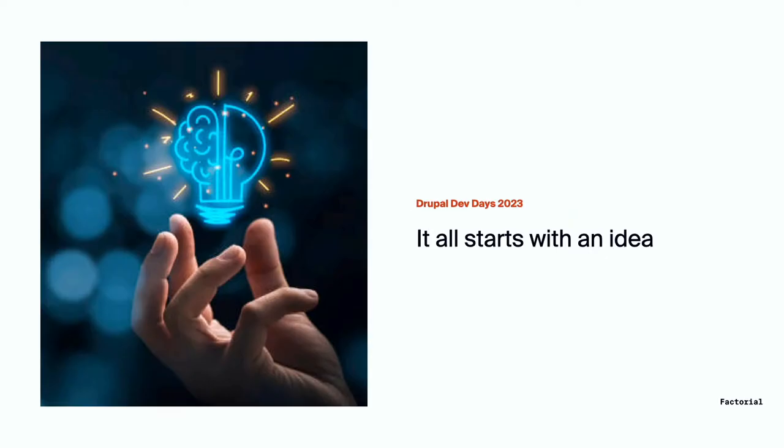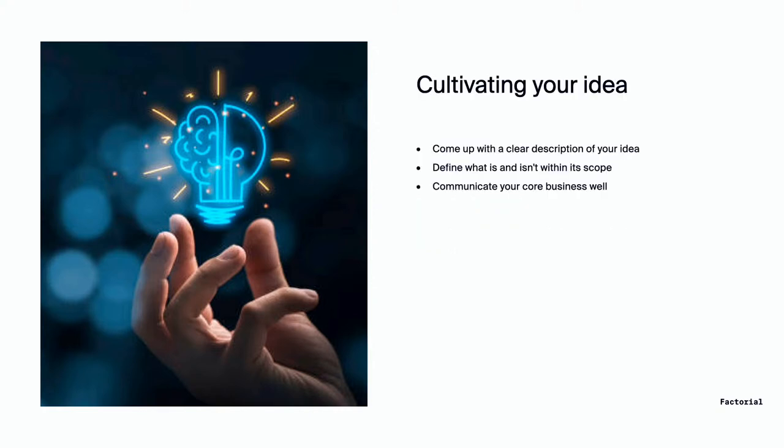So if you're planning on starting to write such large software, and I'm kicking in many open doors in the first half of the talk, by the way, it all starts with an idea, obviously. But how do you turn that into software? Well, first of all, you need to define what your idea is, and not just an elevator pitch, but the full details. You need to have the scope. What is part of my idea and what isn't? Even if it could be an extension, you need to be aware of the core of your idea, and then you need to communicate that core business well.